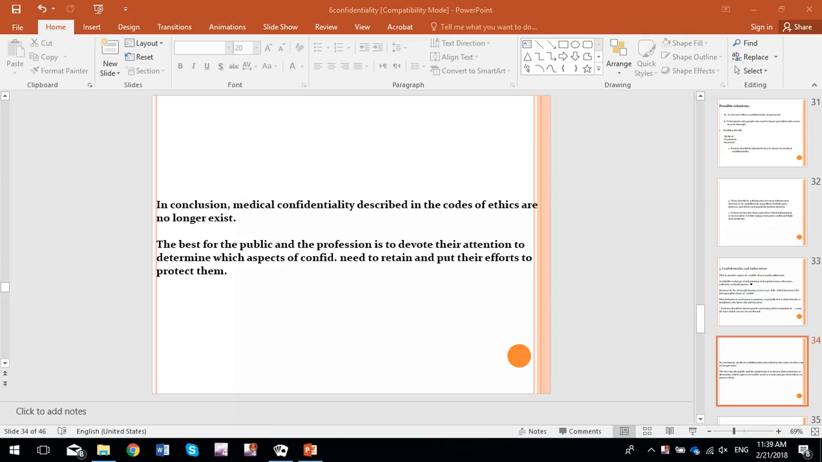In conclusion, medical confidentiality as described in the codes of ethics no longer exists. From all the discussion above, the strict confidentiality that was described by Parsons no longer exists. There are parts of confidentiality still there, but other aspects are lost. Now, the best for the public and the profession is to devote their attention to determining which aspects of confidentiality need to be retained and put their efforts into protecting them. At the end, we are focusing only on certain information that needs to be kept, and we put our best effort into protecting this information.